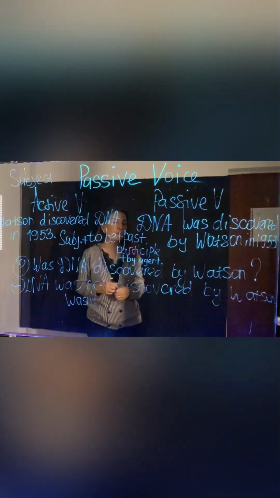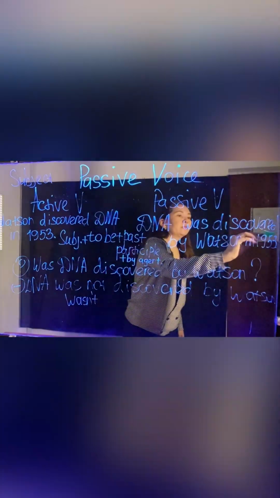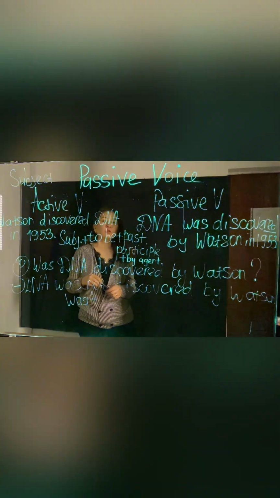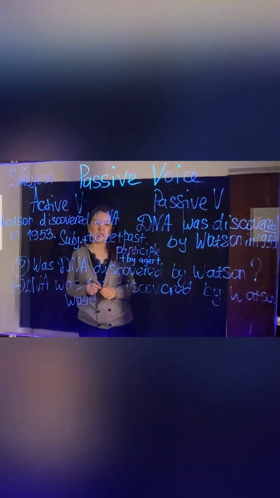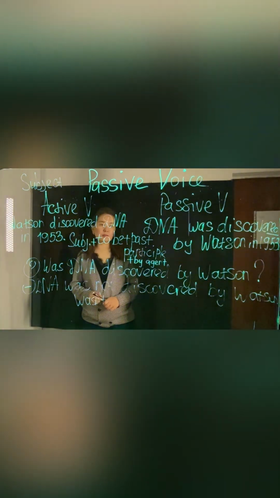What about past participle? If it is a regular verb we add ed. If it is an irregular verb we choose the third form of irregular verbs. For example, build, built, built. The third form of the verb is built in a passive sentence. And as you see, guys, it was a positive sentence.